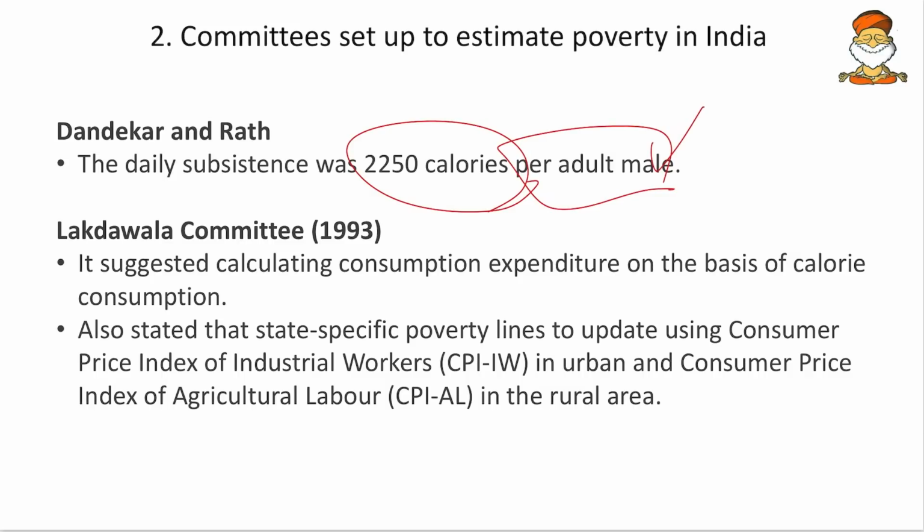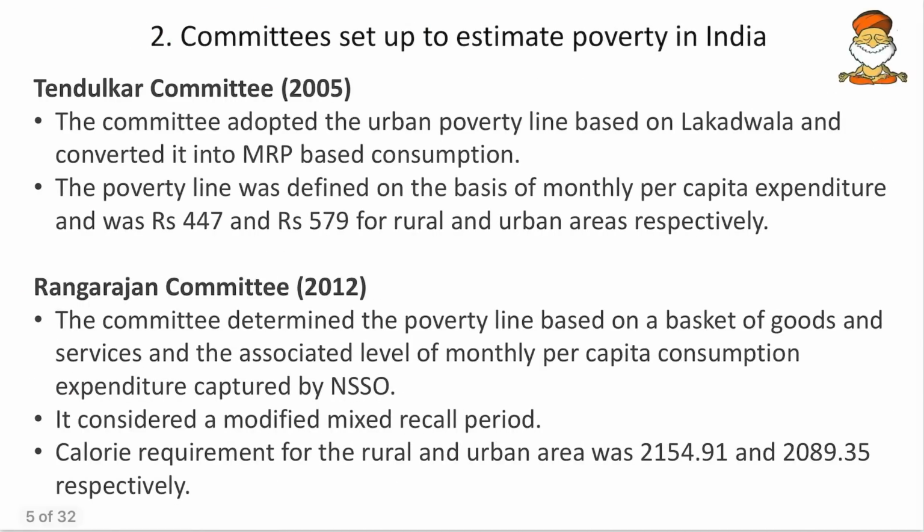Then came the Lakdawala committee in 1993. They suggested the calculation of consumption expenditure on the basis of calories, that is, to consume this many calories, how much expenditure you incur. And apart from that, the Lakdawala committee also stated that the expenditure has to be adjusted for inflation, that is, in urban, the industrial workers' inflation, and in rural, the agricultural labour inflation, that is CPI-IW and CPI-AL. So these are the Lakdawala committee's recommendations.